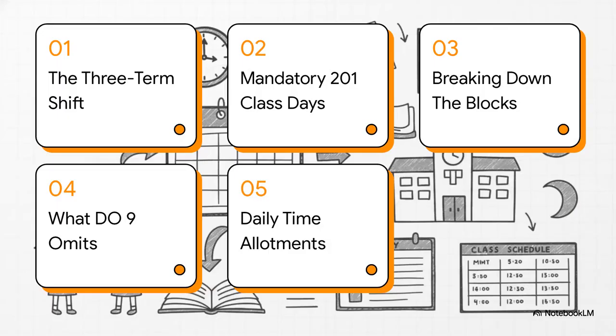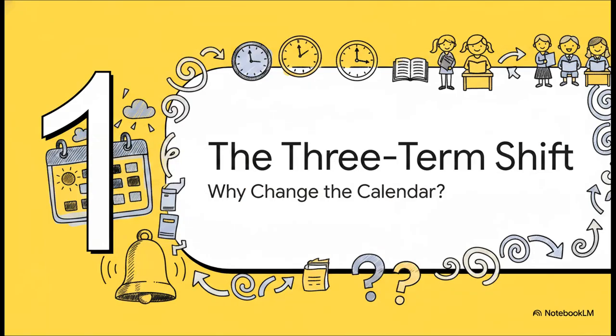Okay, let's dive into this. Here is our roadmap for today. First, the 3-term shift. Second, the mandatory 201 class days. Third, breaking down the blocks. Fourth, what DO 9 actually omits. And fifth, daily time allotments. All right, Section 1, the 3-term shift.